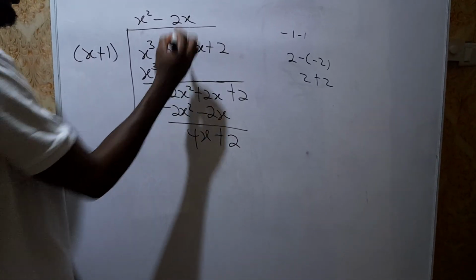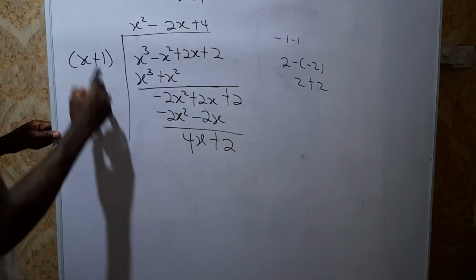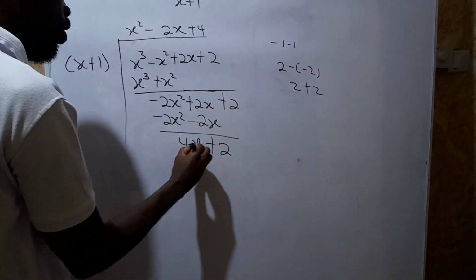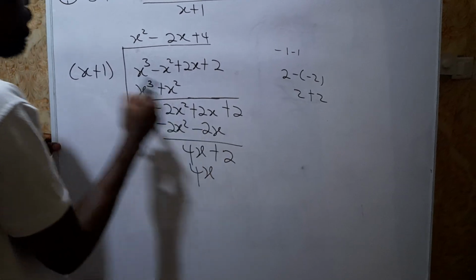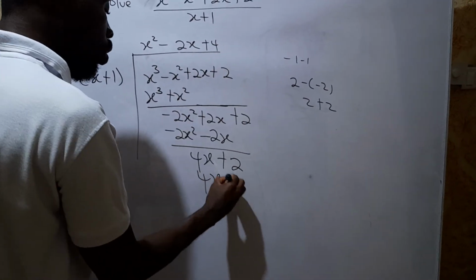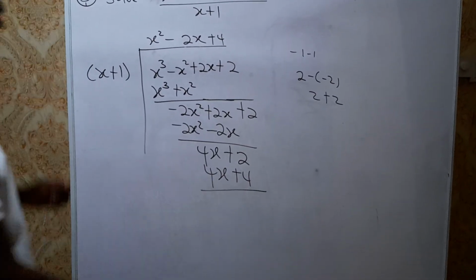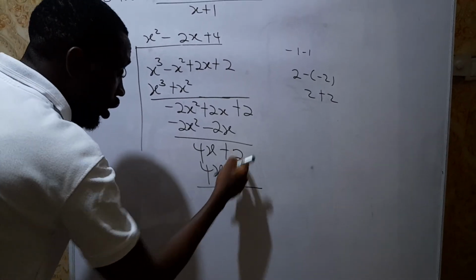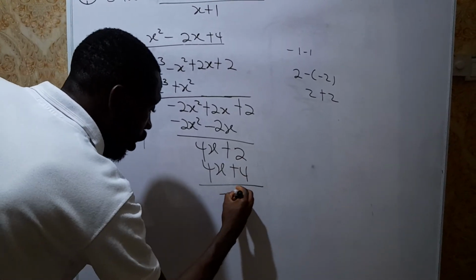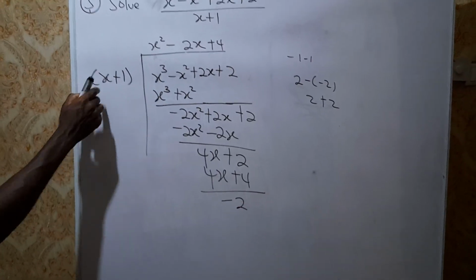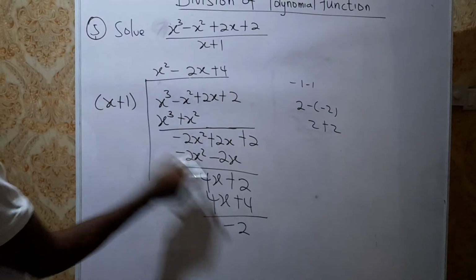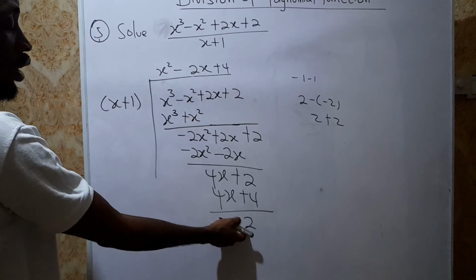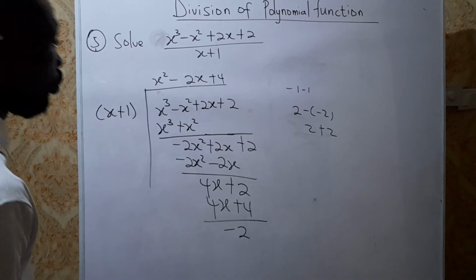x will divide 4x 4 times. So our 4. X times 4 will be 4x. Then 1 times 4 will be plus 4. This from this will be 0. 2 minus 4 will be negative 2. We realize that this is less than that, then it means that it leaves a remainder of negative 2.